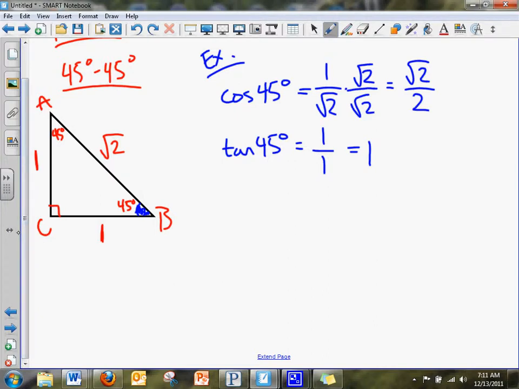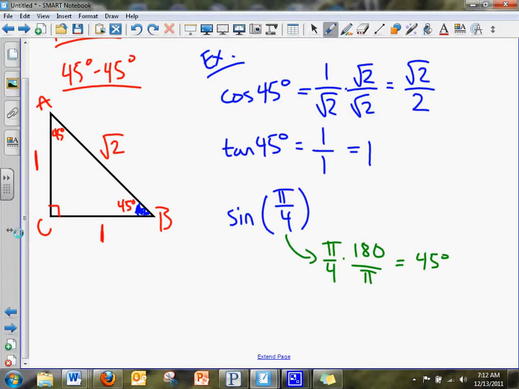All right, it doesn't always have to be in degrees. All right, so sine of pi over 4. A couple ways to think about this. The first way is just to remember that pi over 4 is 45 degrees. That's the easiest, most straightforward way to do this. But if you don't remember what pi over 4 is equal to, we can convert this back to degrees by multiplying by 180 over pi. The pi's cancel out. 180 divided by 4 is 45 degrees. So this is the same as sine of 45 degrees.